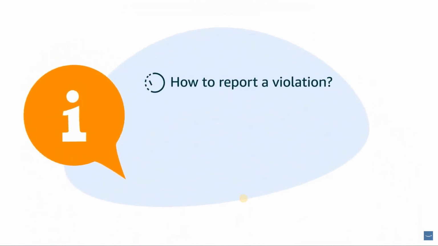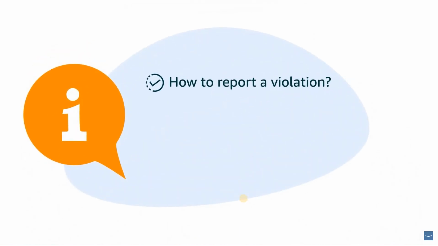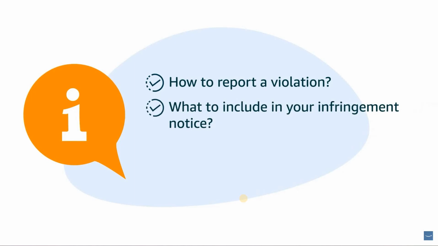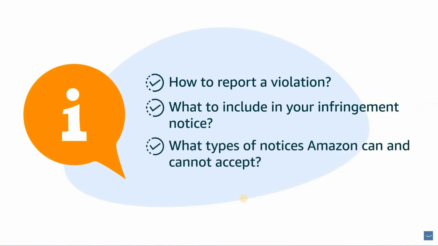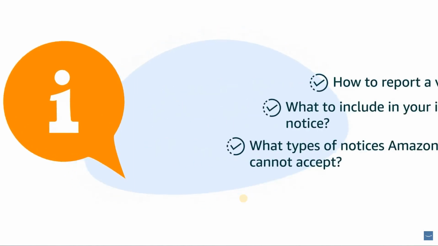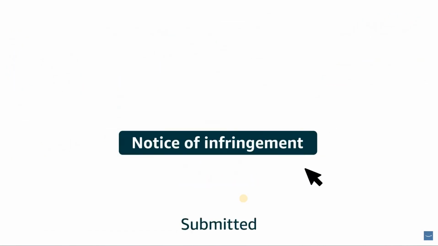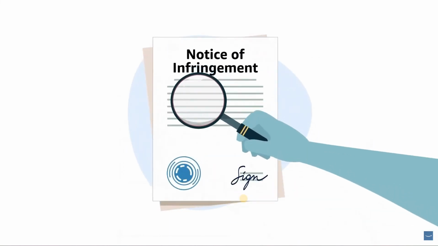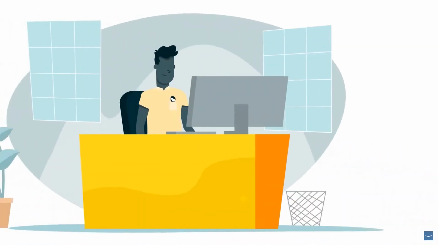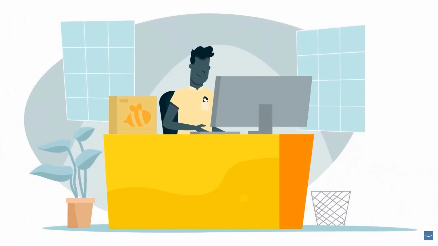For more information on how to report a violation in different scenarios, what to include in your infringement notice, and what types of notices Amazon can and cannot accept, refer to the Intellectual Property for Rights Owners page under the Help section of your Amazon Seller Central account. Once a notice of infringement has been submitted, Amazon reviews the notice in detail before taking any action against the seller who has allegedly infringed the IP.